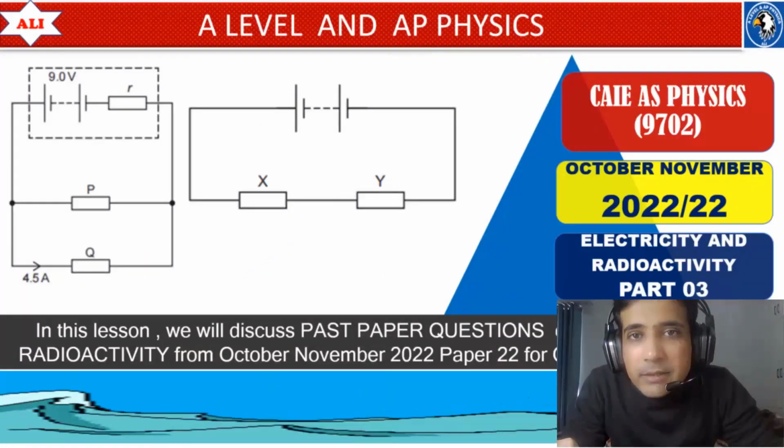Welcome to A-Level and AP Physics. In today's lesson, we will discuss past paper questions on electricity and radioactivity from October-November 2022, paper 2, variant 2.